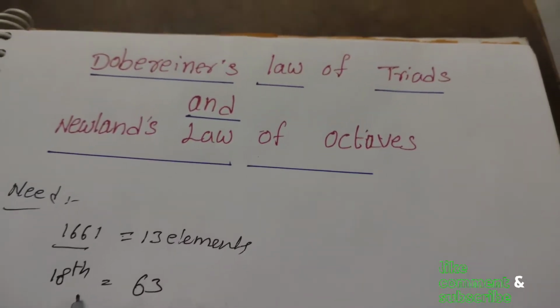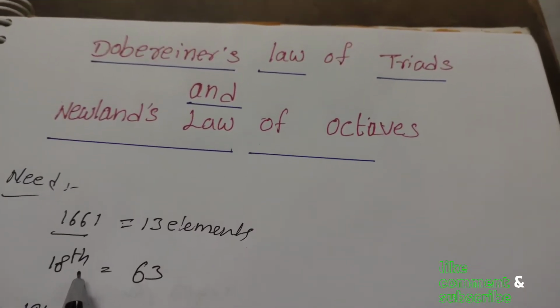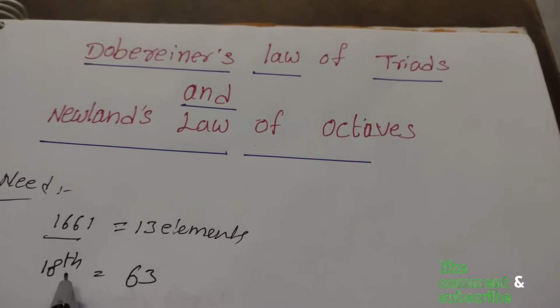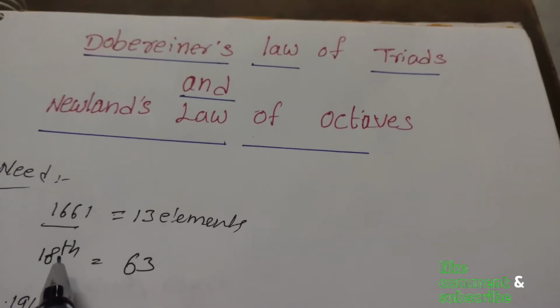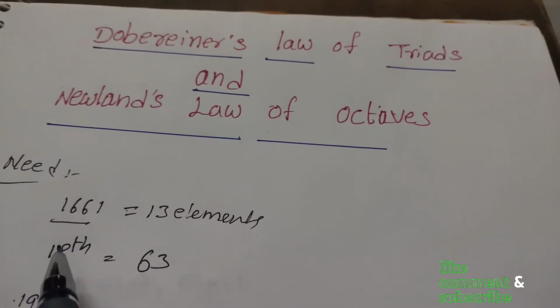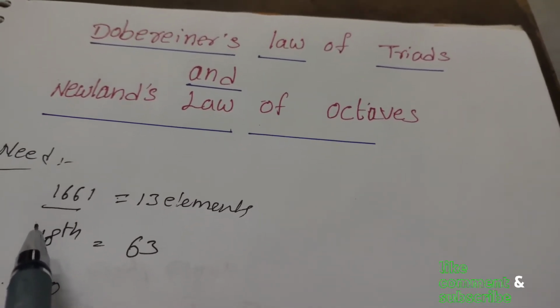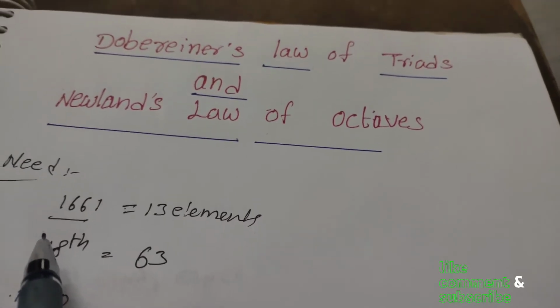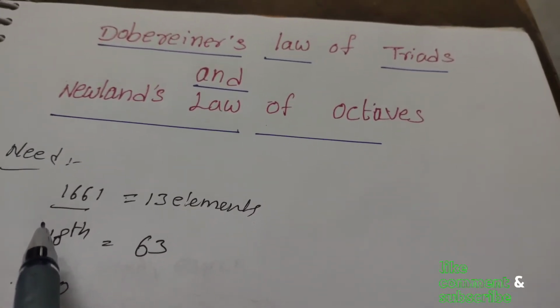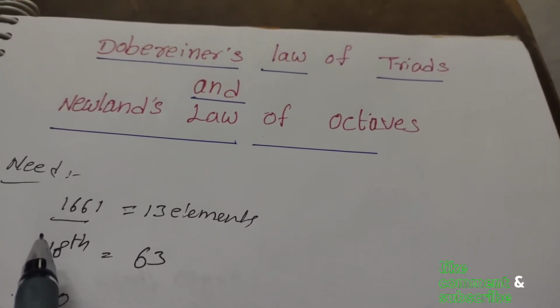Hi students, today we will discuss Döbereiner's law of triads and Newlands' law of octaves, and this belongs to the classification of elements chapter. Today we will discuss two main concepts, that is Döbereiner's law of triads, along with Newlands' law of octaves.